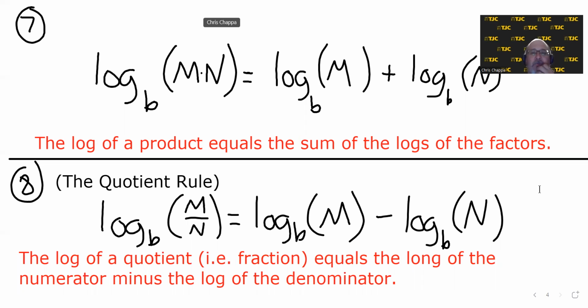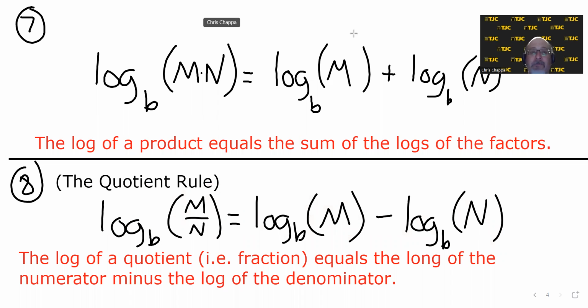It is worth pointing out that these rules go in both directions, meaning, for example, on number 7, if you see something like this, you can rewrite it like that. And vice versa, if you see the sum of 2 logs, you can condense them into a single log by taking the product of their arguments, and vice versa for the quotient rule. See the log of a fraction, you can split it into the difference of two logs. Or if you see the difference of two logs, you can condense it into the log of a fraction. We will be practicing these things in the next video.